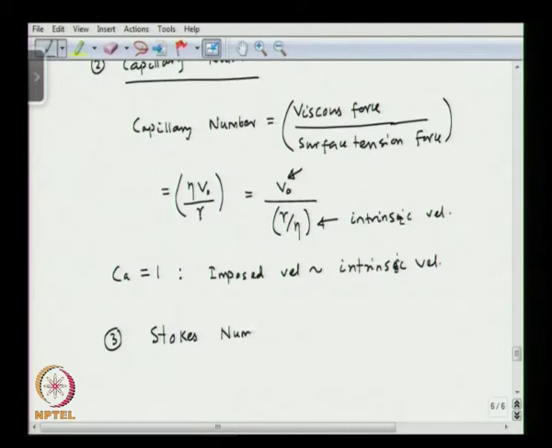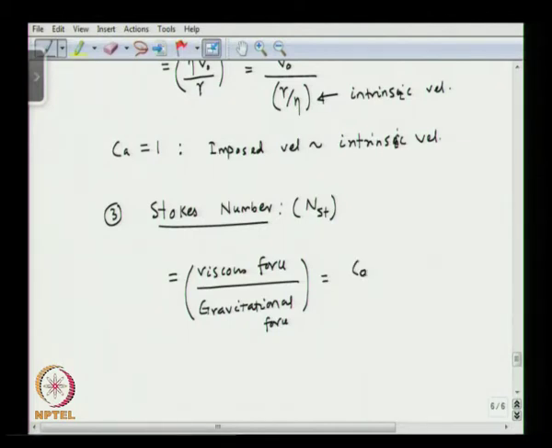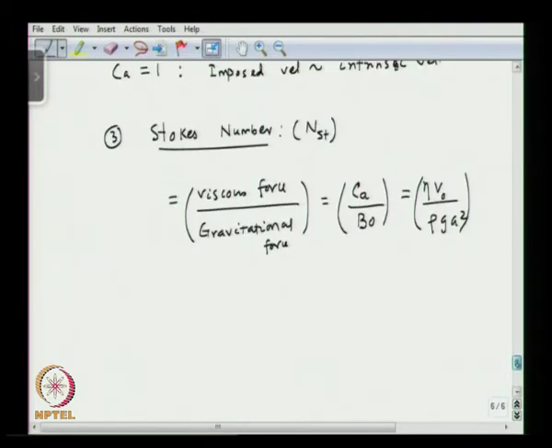Okay. The next number we talk about is the Stokes number. Stokes number is represented by NST. So, Stokes number is given by the viscous force over the gravitational force, which is the capillary number divided by the bond number. So, Stokes number is the ratio of capillary number to bond number, which you can write as eta V0 divided by rho g s square.